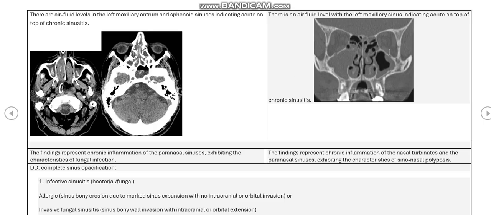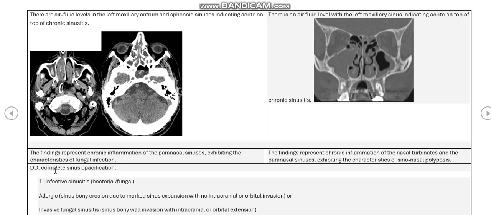Okay. However, here this is chronic inflammation of the sinuses, exhibiting the criteria of sinonasal polyposis. Sinonasal polyposis.